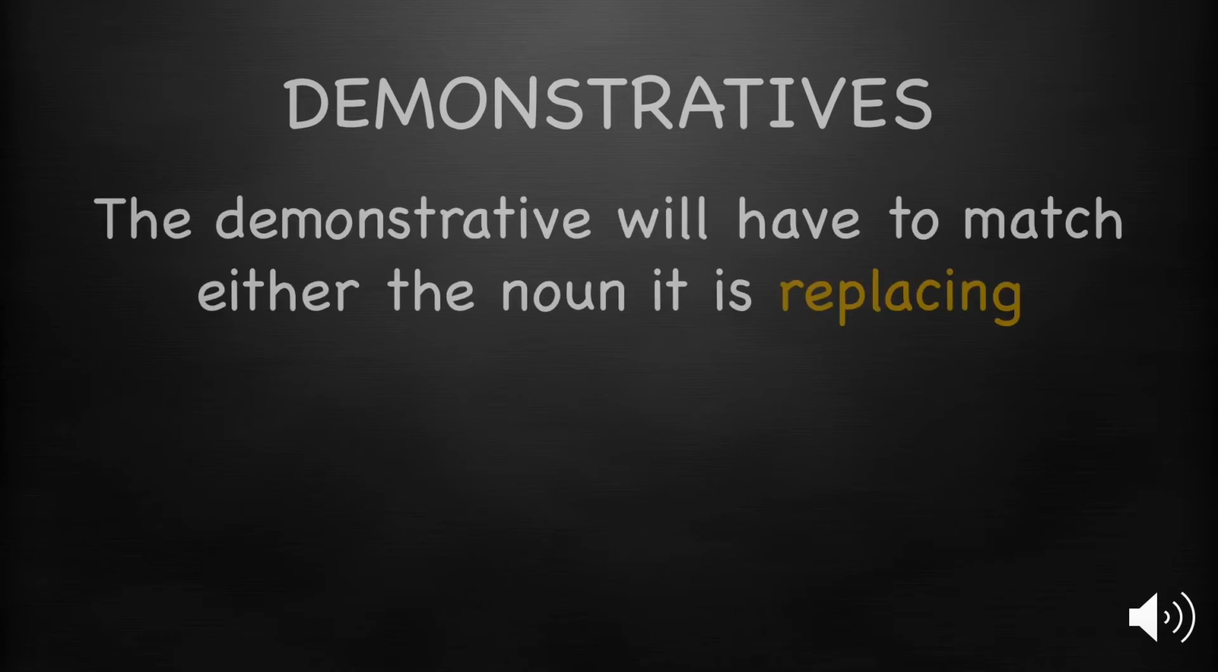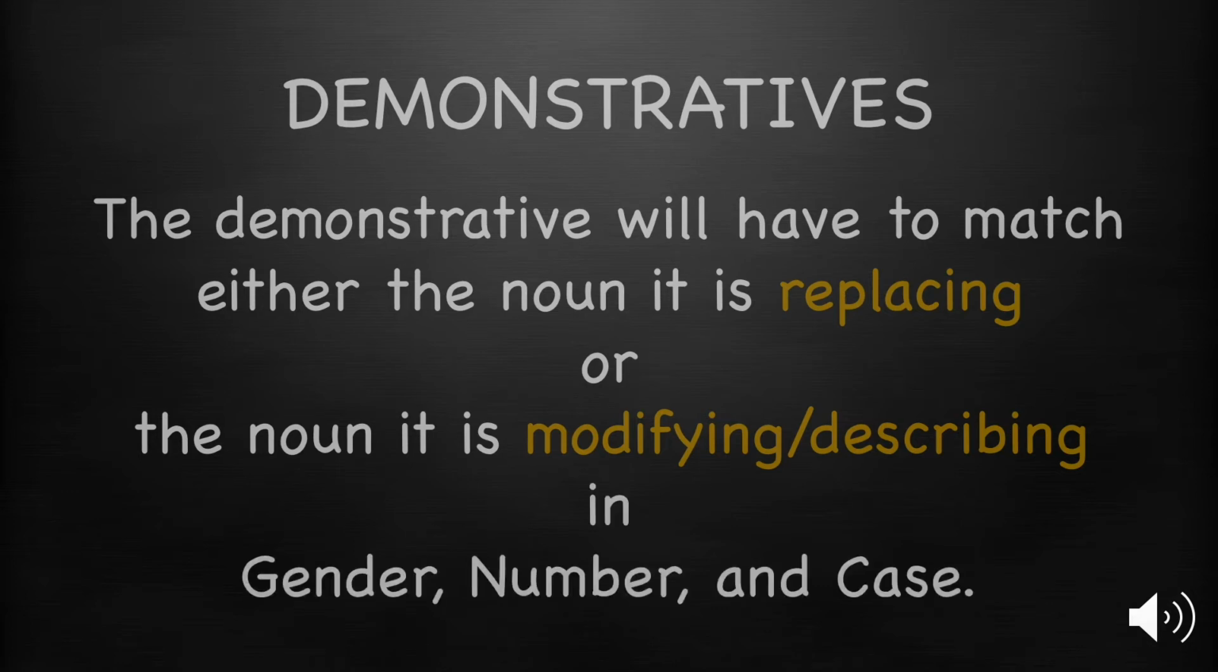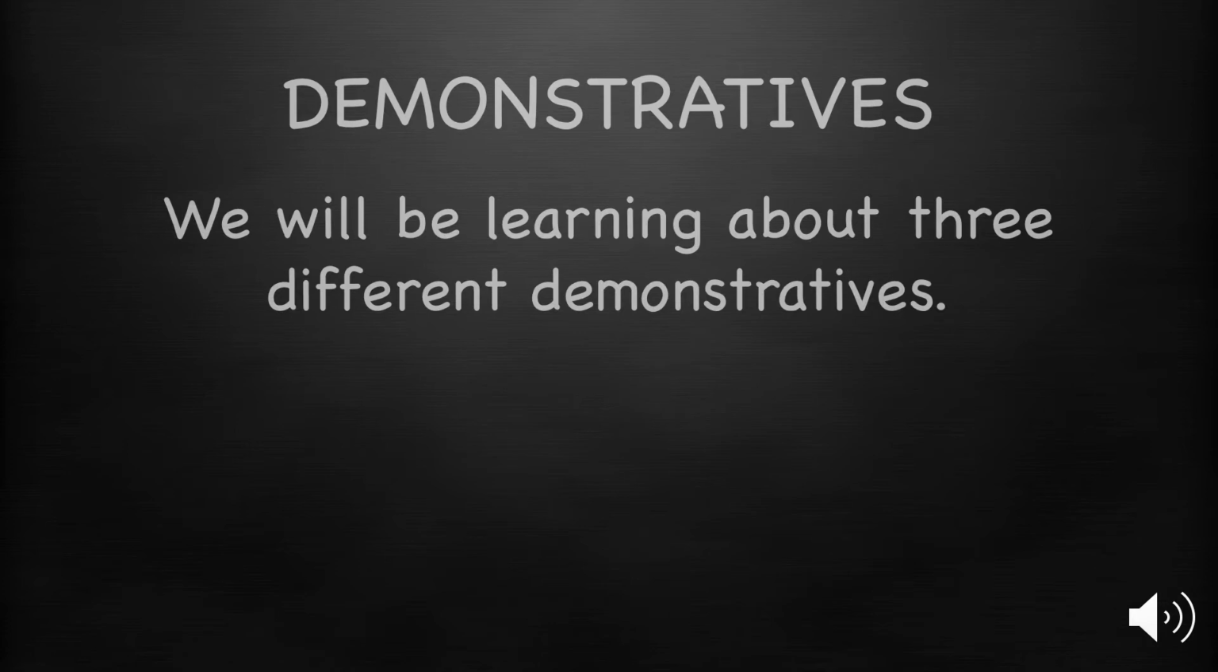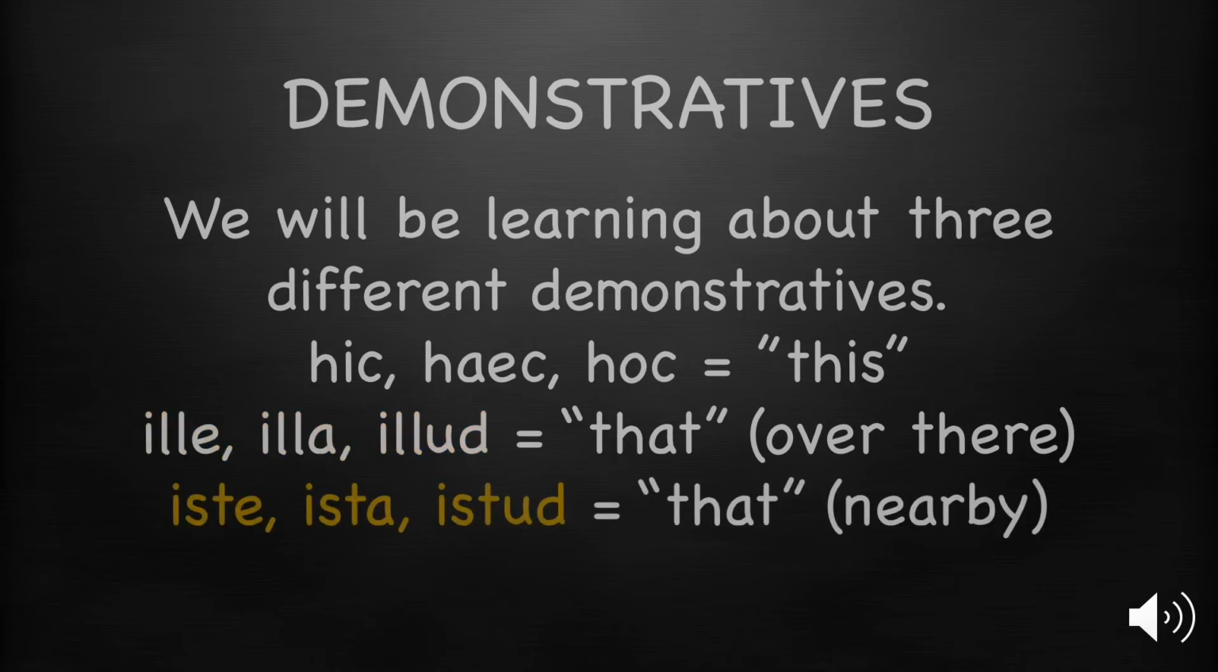Of course, our demonstrative will have to match either the noun that it's replacing, if it's functioning like a pronoun, or the noun that it's modifying or describing, if it's functioning like an adjective, in gender, number, and case. Over the next 3 lessons, we're going to be learning about 3 different demonstratives. First, we'll learn hic, haec, hoc, which means this. Then we'll learn ille, illa, illud, which means that, and usually refers to something off at a distance, that over there. Then finally we'll learn about iste, ista, istud, which means that, but usually refers to something that is nearby.